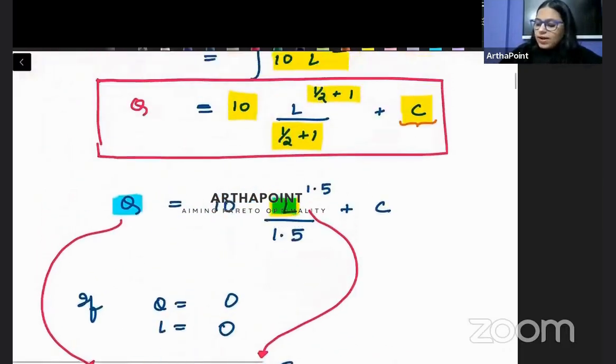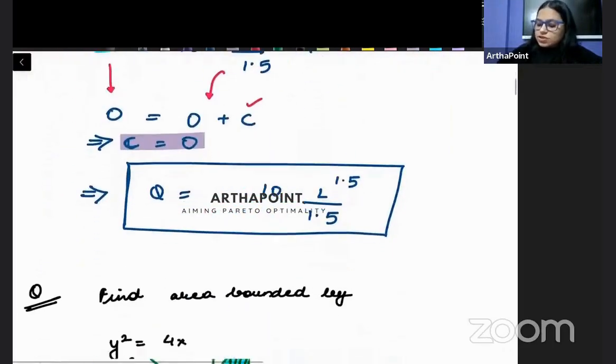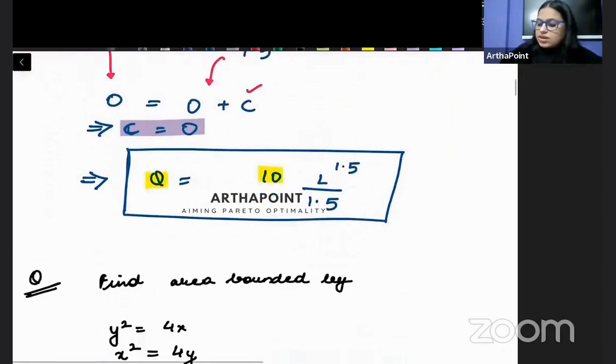So now I will go back to the production function that I had formulated. And in this production function, instead of C, I'm going to put the value as 0. So beta मेरा production function आ जाएगा. Q is equal to 10 L to the power 1.5 divided by 1.5. And this will be my total product function. This kind of question can come in exam where they are asking you to tell what will be the total product function and they are giving you the marginal product. आपको marginal product दिया होगा और आपको total product निकालना होगा.